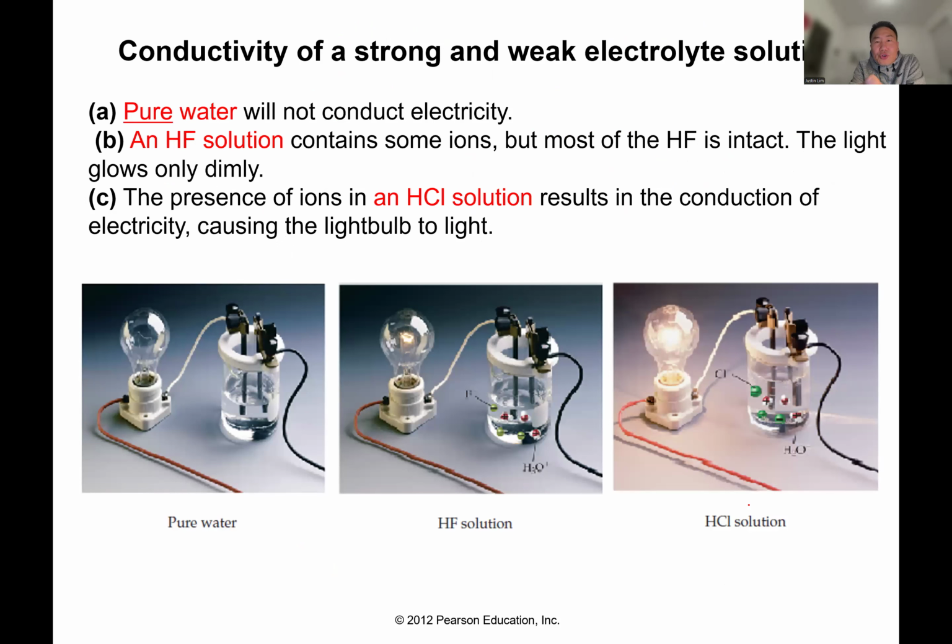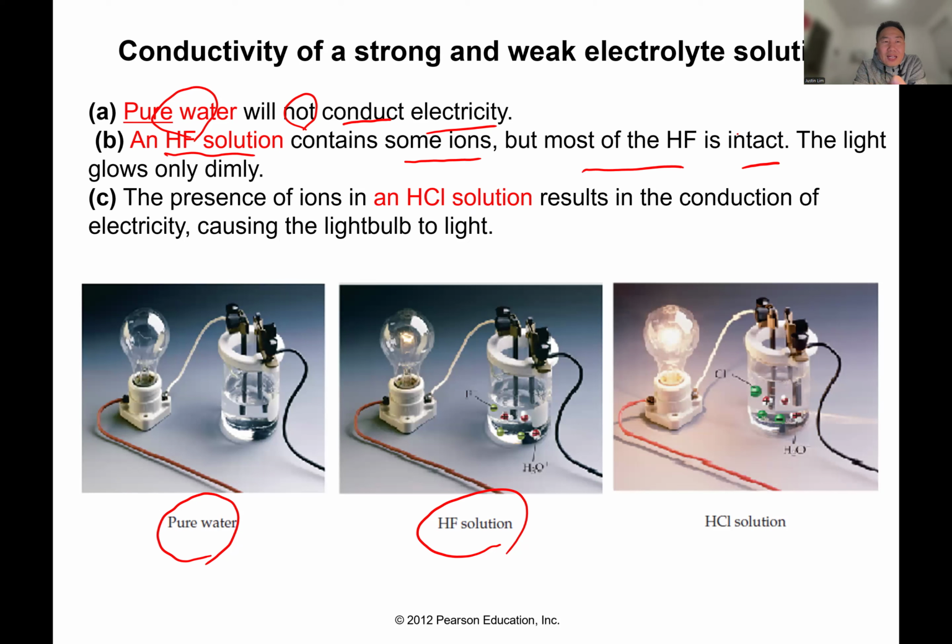Okay, conductivity of strong and weak electrolytes. So A, pure water will not conduct electricity. So B, hydrofluoric acid solution contains some ions, but most of the HF is intact. The light glows only dimly. The presence of the ions in HCl solution results in conduction of electricity, causing the light bulb to light brightly. So this is a weak acid, this is a strong acid.